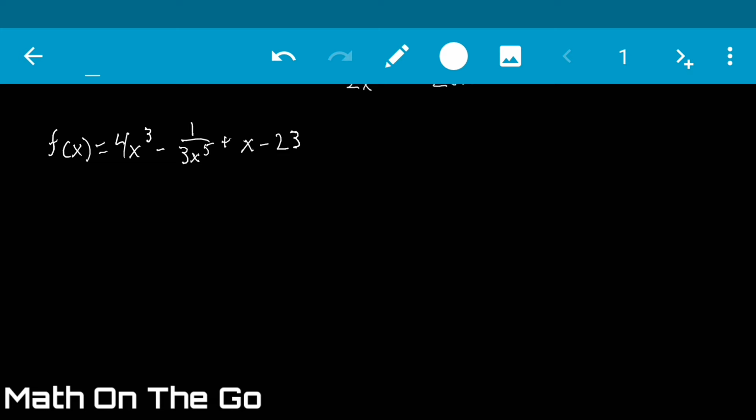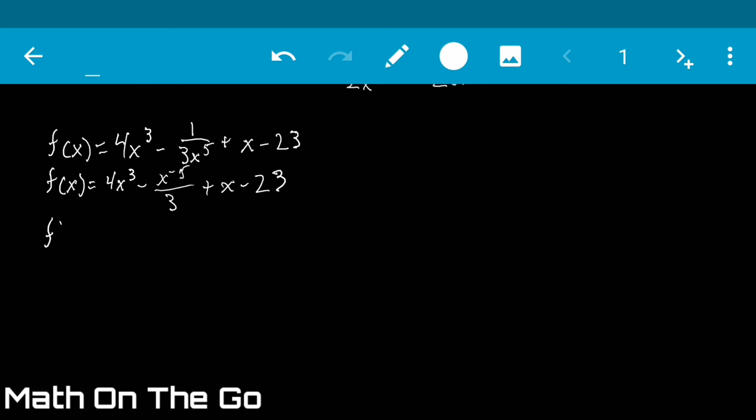Before we can do anything, when you do a derivative and you have a variable with an exponent in the denominator, we need to move that up to the numerator. It's the only way we can work with derivatives here, using the power rule. So let's rewrite this. 4x cubed minus x to the negative 5th over 3 plus x minus 23. Okay, now we can get into doing the derivative.